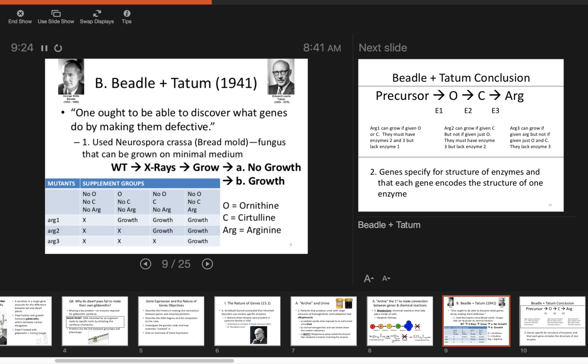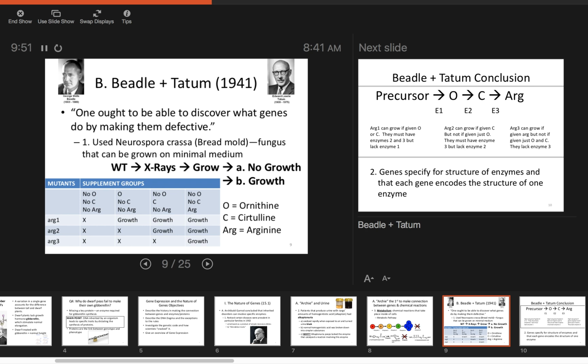So they used bread mold, a fungus that can be grown on a minimal medium in a petri dish. They took the wild type bread mold that's normal, okay? They exposed it to x-rays because they know that x-rays cause mutations. They grew them in various different mediums, and they looked at whether or not they grew. So no growth or growth.